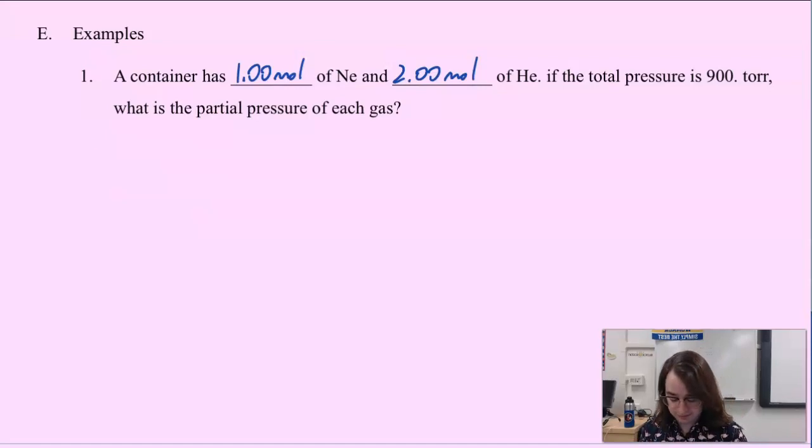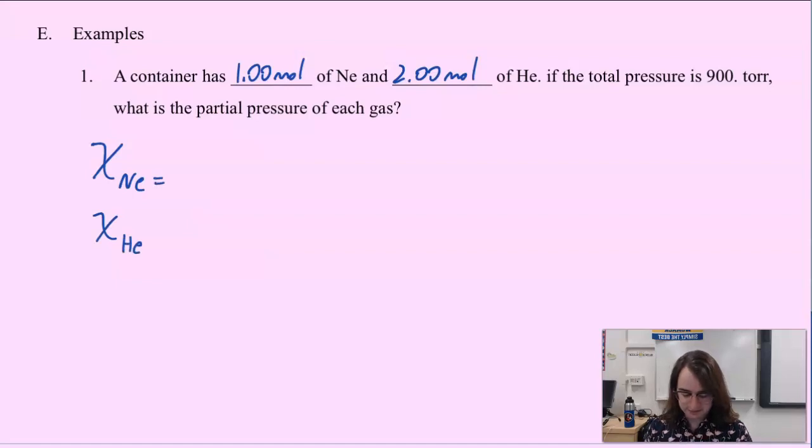So the first thing we would want to do is figure out the mole fraction for each. You'd figure out the mole fraction for neon, and you'd figure out the mole fraction for helium. Let's look back at that equation that we saw before. It was the moles of just that individual thing, divided by the total moles of the entire situation. So how many individual moles of neon are there? There's only 1 mole. And how many total moles are involved in this entire problem? Well, 1 mole plus 2 moles. That's not very hard, is it? That's 3 moles.